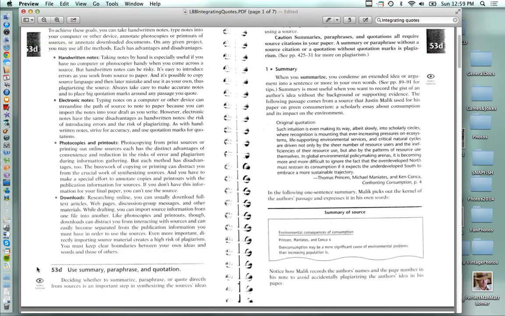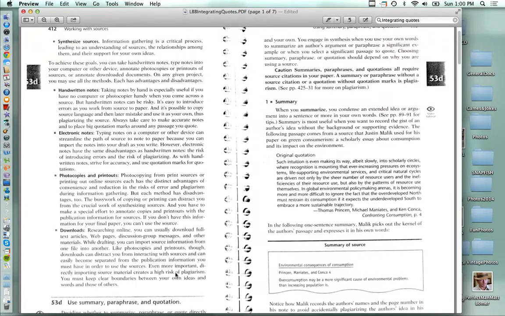So some tools that you have for integrating sources are summary, paraphrase, and using direct quotes. Summary is when you take a passage and put it into your own words, summarizing the ideas in it. Paraphrasing is when you take a longer passage and put it in your own words, and it's much shorter. And direct quoting you already probably have some experience with.